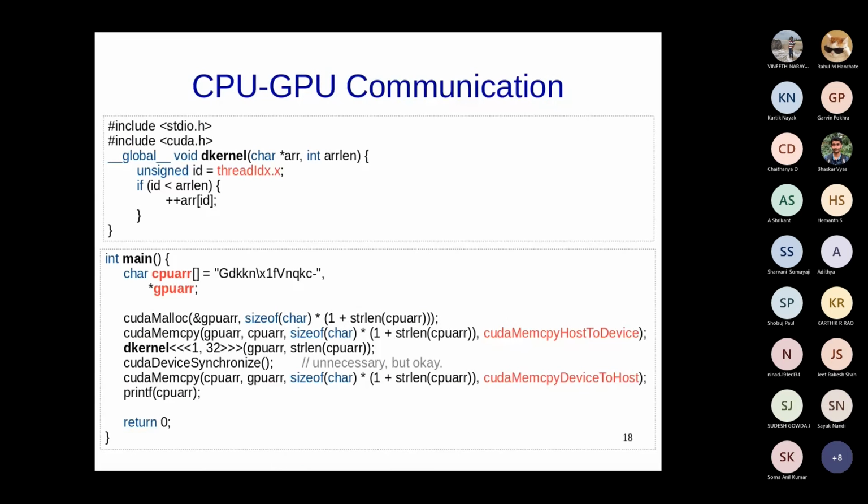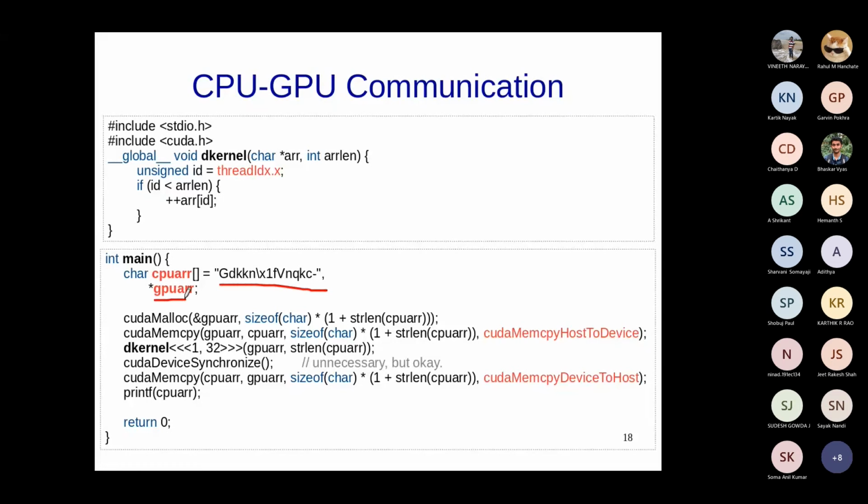Okay. So let's come to a specific code. At this stage, I'm going to leave it to you to figure out who tells me what is going to be the output of this program first. Okay. I'll explain a little bit. So there is a CPU array. Then there is a GPU array.